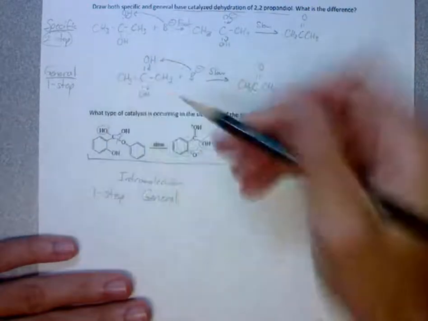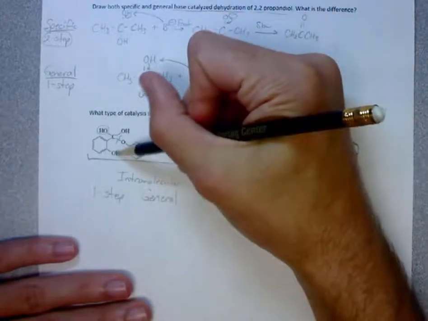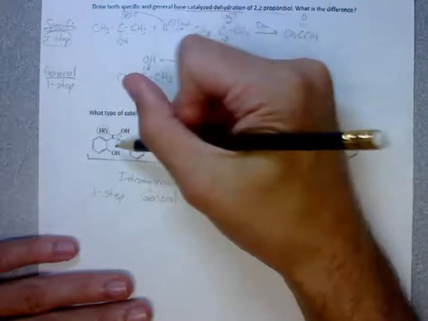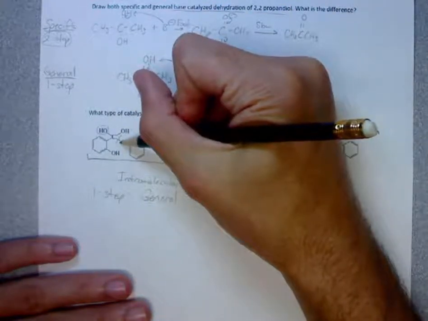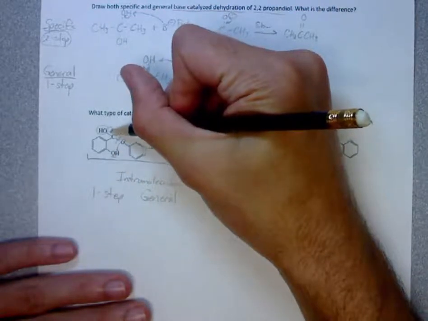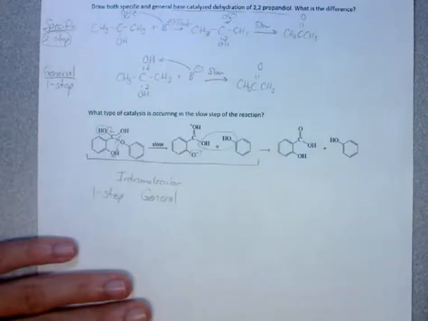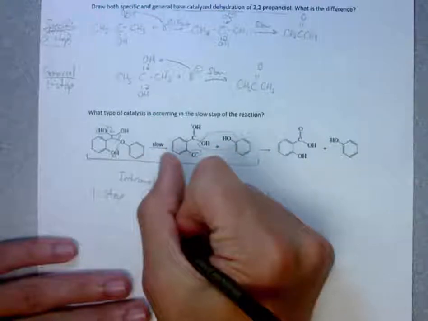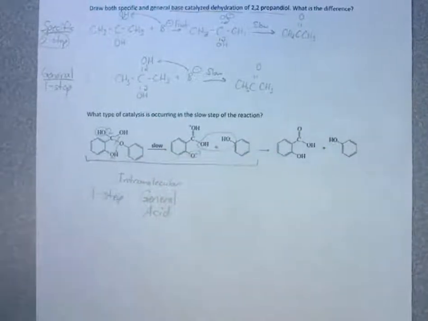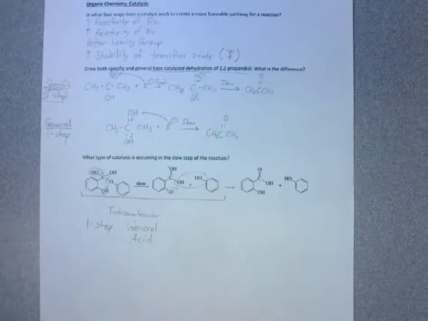this bond is going to break, and this is going to become deprotonated here. So this is going to pick up the hydrogen, and then this is going to form a double bond, but still retain that proton. Therefore, this will be an intramolecular, general, acid-catalyzed mechanism. That concludes the video on catalysis.